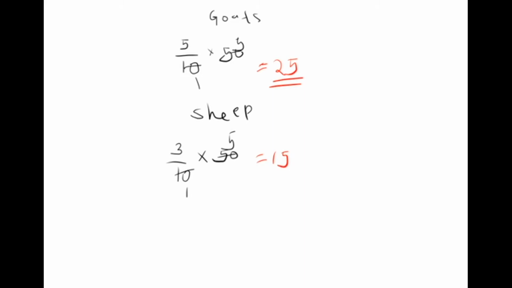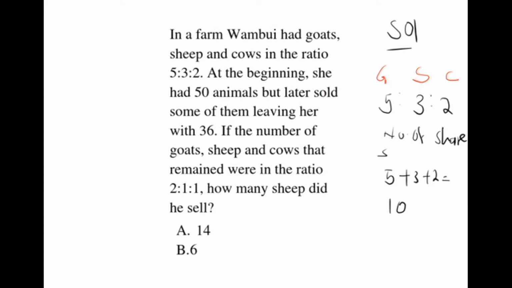Then lastly, the cows. Cows, their ratio is 2/10 times 50. By 10, 1. By 10, 5. 2 times 5 gives you 10. Therefore, she had 25 goats, 15 sheep, and 10 cows. Then, from there, we are told that she later sold some of them, leaving her with 36. So he sold some of the animals and she was left with 36.